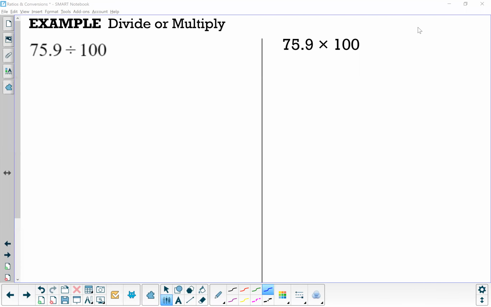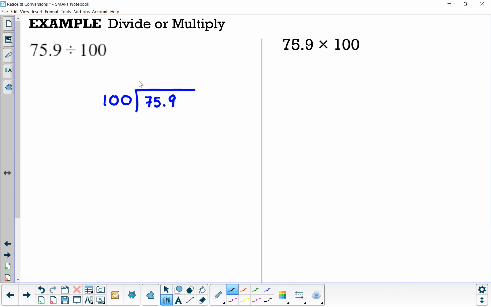All right, the first question we're going to look at is 75.9 divided by 100. So let's go ahead and do the long division. So we have our dividend of 75.9, our divisor of 100. All right, let's get this going.